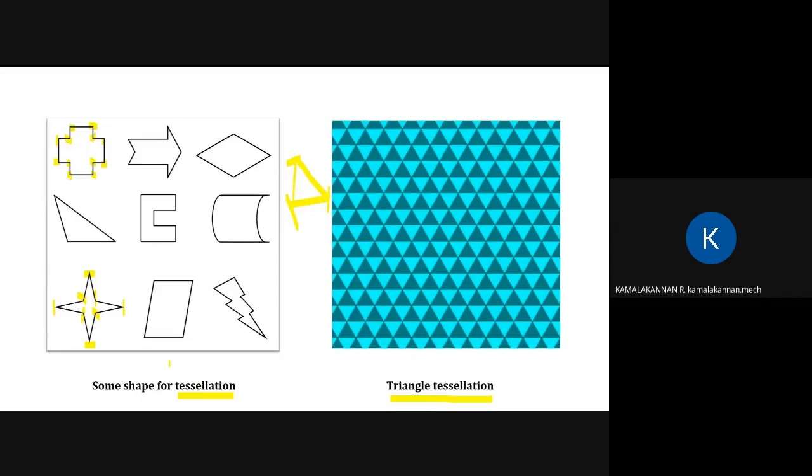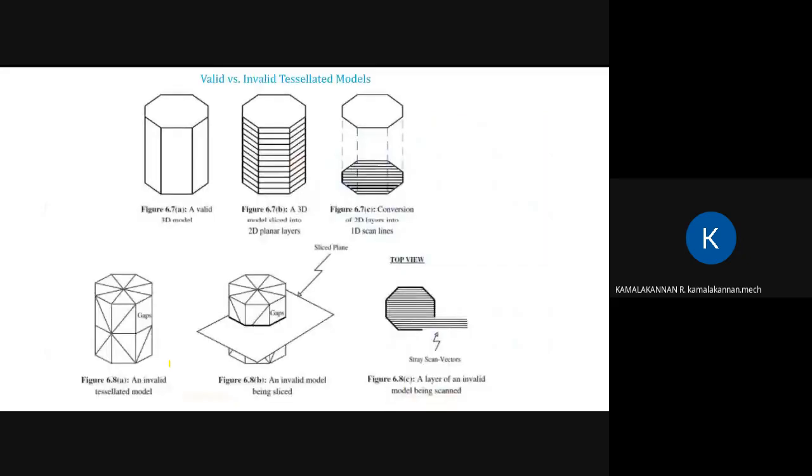Comparing valid and invalid tessellated models. Don't think about what figures 6.7 and 6.8 are; I have taken them from some random book for comparing valid and invalid tessellated models. This is a 3D shape, and it is sliced as many times as possible in a similar way, and each slice is converted into a 1D line. So this is the valid tessellated model.